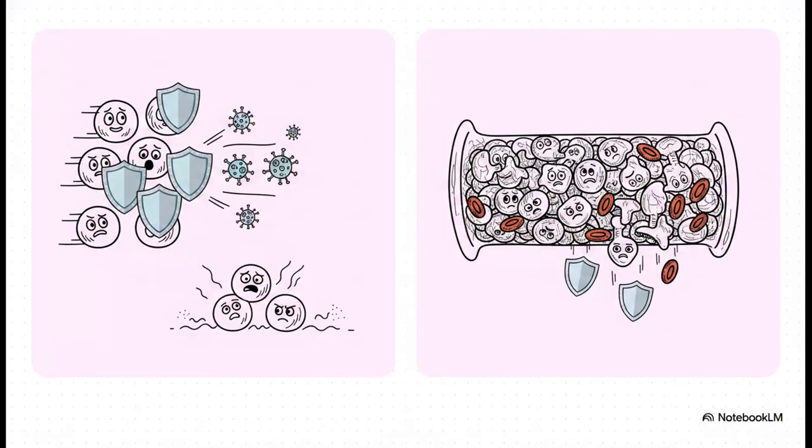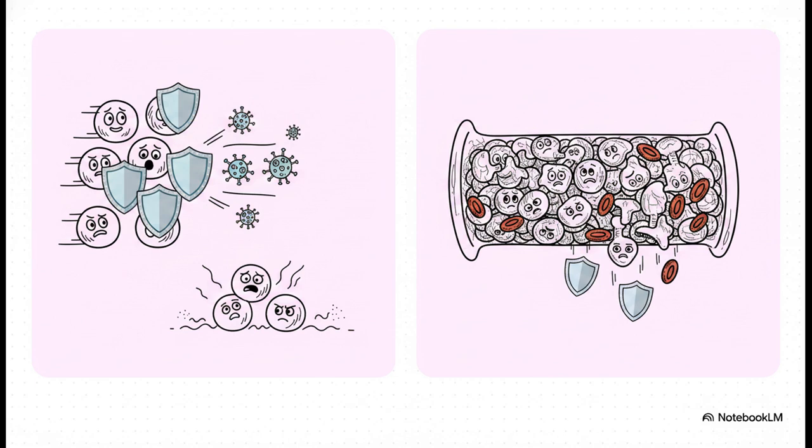I want you to think of CLL as a factory, but this factory is producing an army of soldiers that completely refuse to die, and yet they're utterly incompetent at actually fighting. So CLL is driven by a monoclonal proliferation of well-differentiated lymphocytes. Normally, your B cells have a set lifespan. They do their job, they undergo natural cell death or apoptosis, and they produce useful antibodies.